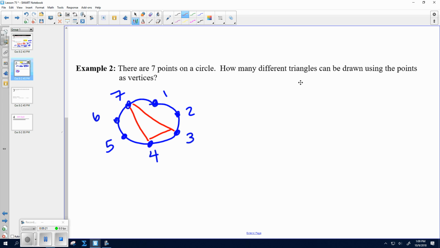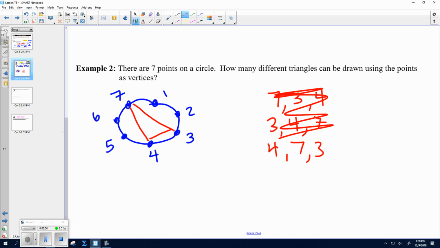So for 7, 3, 4, does it matter if I go 3, 4, 7, or 4, 7, 3? No, it's all the same triangle, right? So does order matter? No. Whatever order you go in makes the same triangle. So we're going to use a combination. 7 choose 3, because I have to have at least 3 points to make a triangle.